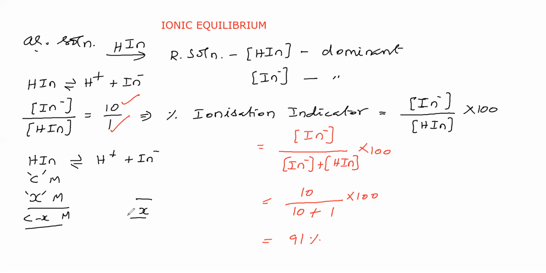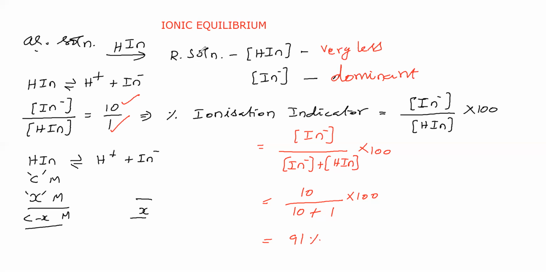So how much ionized form is present? 91% present. How much HIN is present? 9% is present. Now, under this condition, in the resultant solution, this unionized form is present and the ionized form is present. Which is dominant? Which concentration is dominant? IN minus concentration is dominant. This concentration, HIN, is very less.